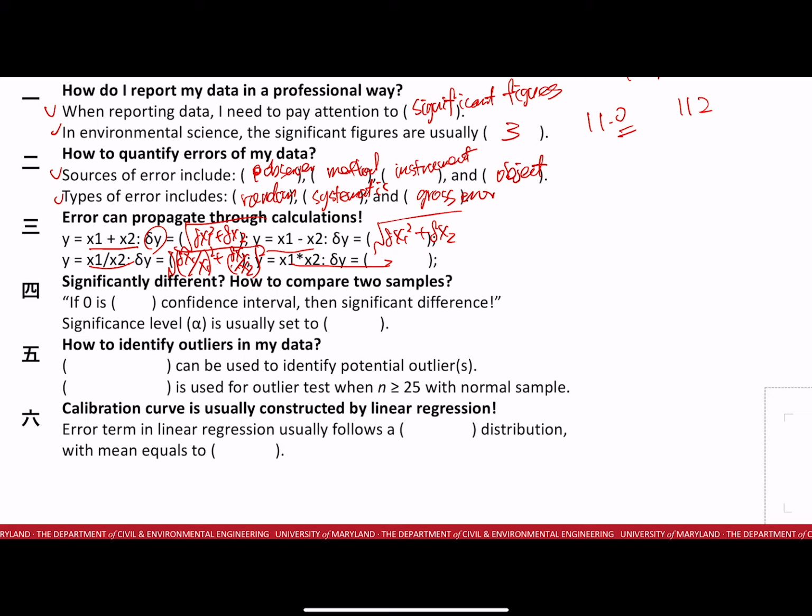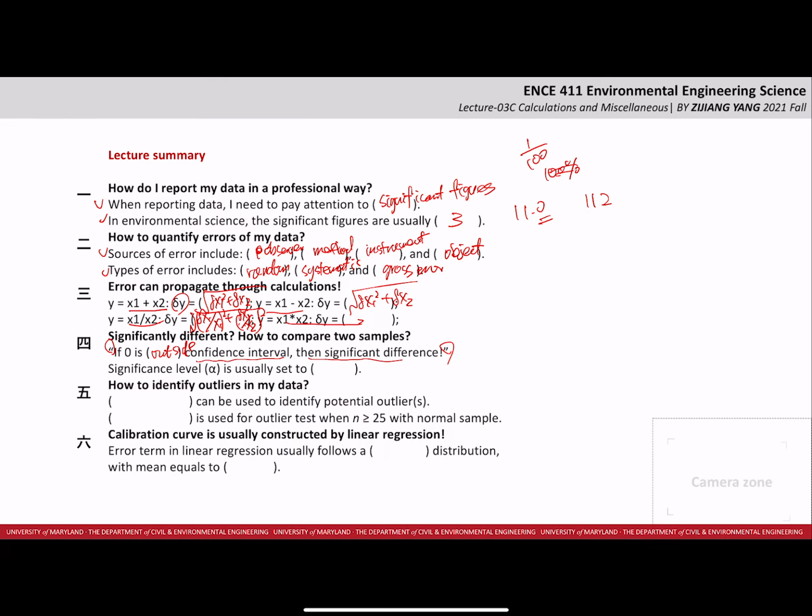So, if 0 is inside or outside the confidence interval, they are significantly different. Do you guys remember? Outside, yes. And here I add a quote, which means it only applies to the t-test that we discussed. If it is in other tests, it may be different. So the significance level alpha is usually set to 0.05, yes. And then what can be used to identify potential outliers?